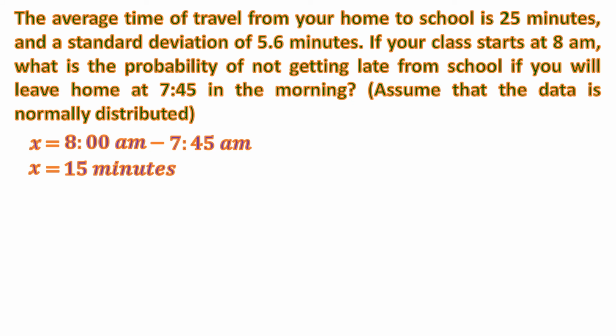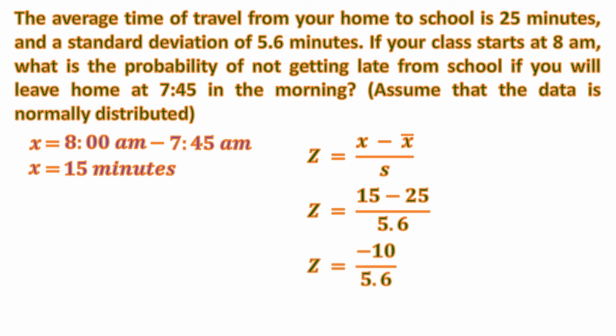So we're going to convert this x into z so that we can use it in our normal curve. So the z will be equal to x, which is 15, minus the mean or the average, 25 minutes, divided by the standard deviation 5.6. So the z will be 15 minus 25, which is negative 10, over 5.6. So the quotient will be approximately negative 1.79. So we're going to use this representing the x, 15 minutes.